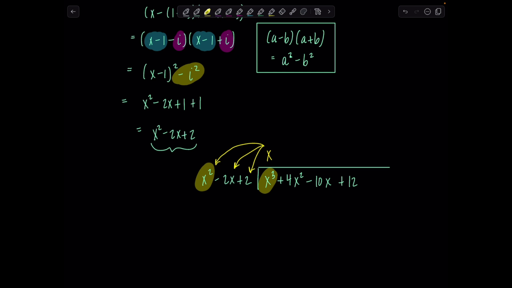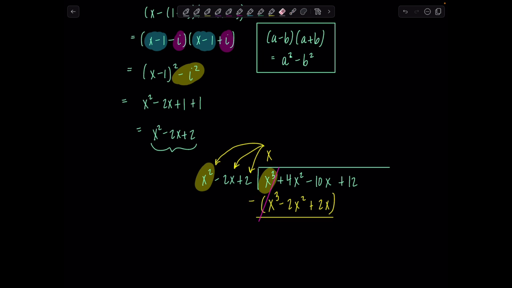Write the result underneath. So x cubed minus 2x squared plus 2x. Then subtract that from the row up above. So this goes bye-bye. It better. Just don't forget there's a minus here, okay? That's a tricky part. A lot of students forget.